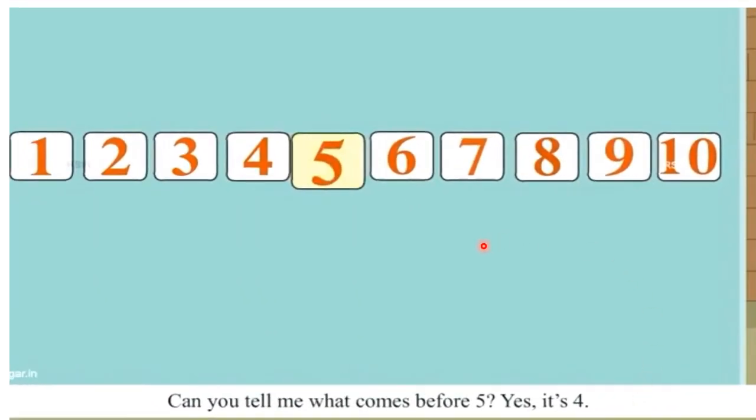Here, which is the between, children? 4 and 5. In this, which is the between? Can you see me? What comes before 5? 4. Yes, it is 4. Before 5, 4. Okay.